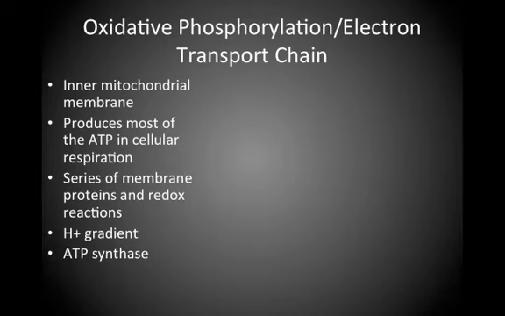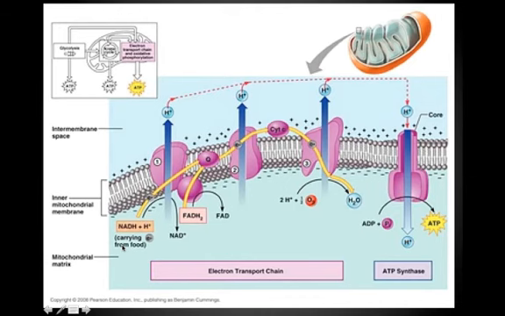Oxidative phosphorylation, again, is just another name for the electron transport chain. It produces a majority of the ATP in cellular respiration, about 34 ATP. It happens on the inner mitochondrial membrane. It is generally just a series of redox reactions within proteins. It uses a hydrogen ion gradient from the movement of electrons through these proteins to create ATP through an enzyme called ATP synthase.